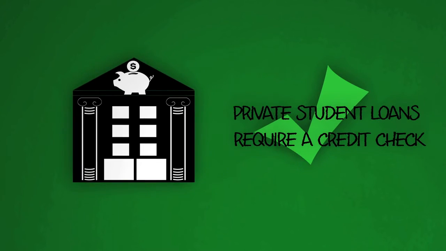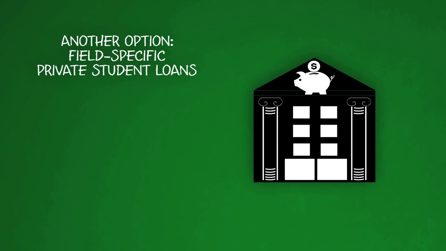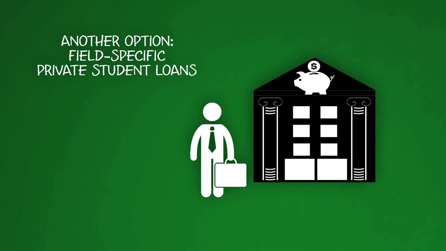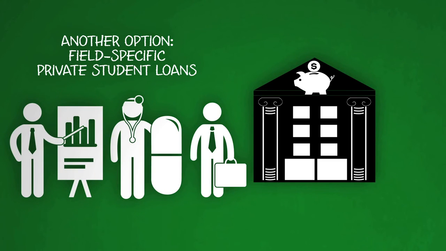Private loans will require a credit check, and the amount of money you will be eligible for will be determined by the lender. In most cases, you will be required to sign a master promissory note for the private loan as well. These loans are in no way affiliated with the federal direct loan program, and all loan requirements, details, and guidelines vary from lender to lender. You may also qualify for field-specific private student loans. Depending on whether you are studying law, medicine, or business, you may be eligible to receive a private loan for that specific field of study.